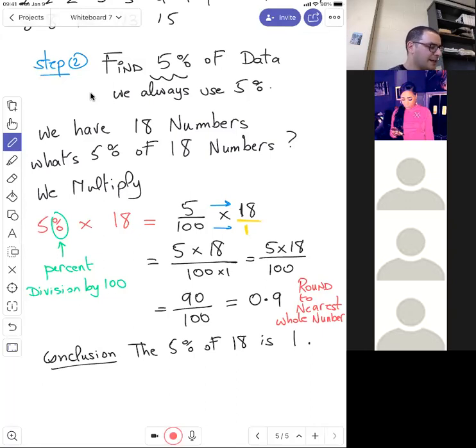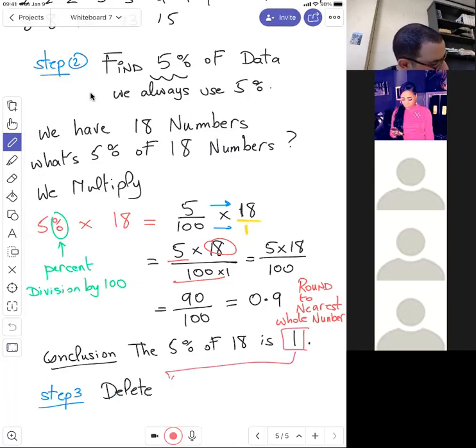But let's say you have an example with 60 numbers. So that would be 60 times 5 over 100. Here it's 18, but if you have 60, it'll be 60 times 5 over 100. Then you need to round your answer to the nearest whole number. So in step 3, we have to delete one number, because the answer here is 1.